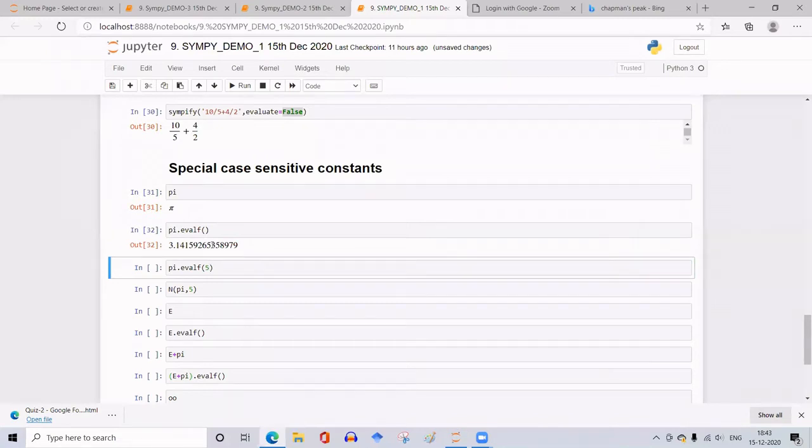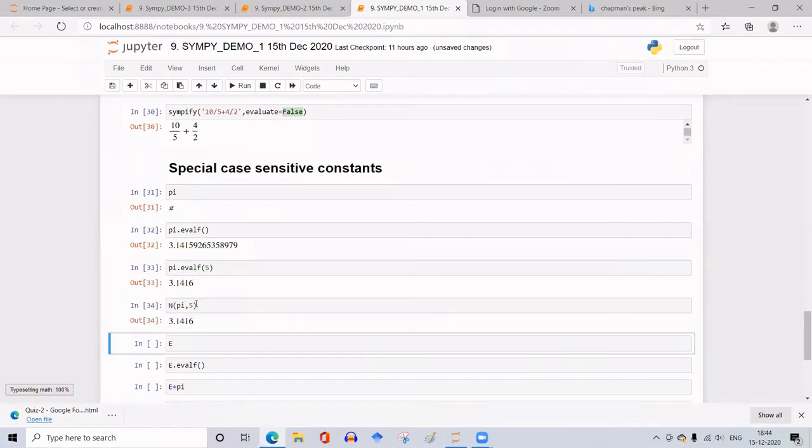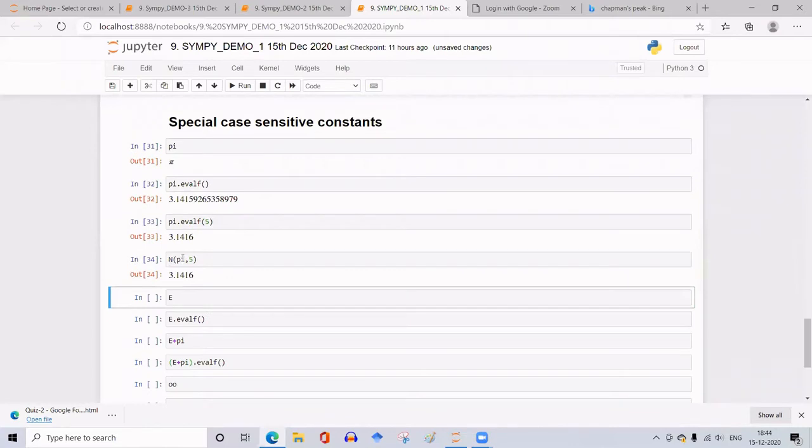And if you don't want so many decimal places, you want to limit it to a certain value, that value you can give. It will limit to this value minus 1. Okay, here I have given 5, so it will give up to decimal places of 5 minus 1, that is 4. That is 3.1415, and the last digit is rounded off, so 3.1416. The same thing can also be done with N of pi comma 5, that is rounding it to 4 decimal places.